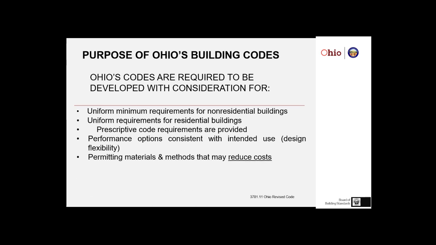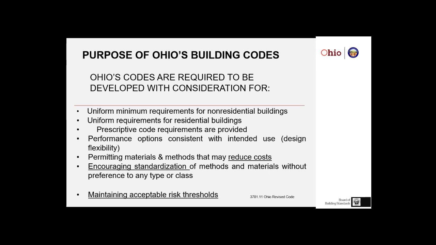The building codes in Ohio are supposed to permit materials and methods that may reduce costs. The codes are also supposed to encourage standardization of methods and materials without preference to any particular type or class of material. And finally, the building codes are intended to maintain an acceptable risk threshold.